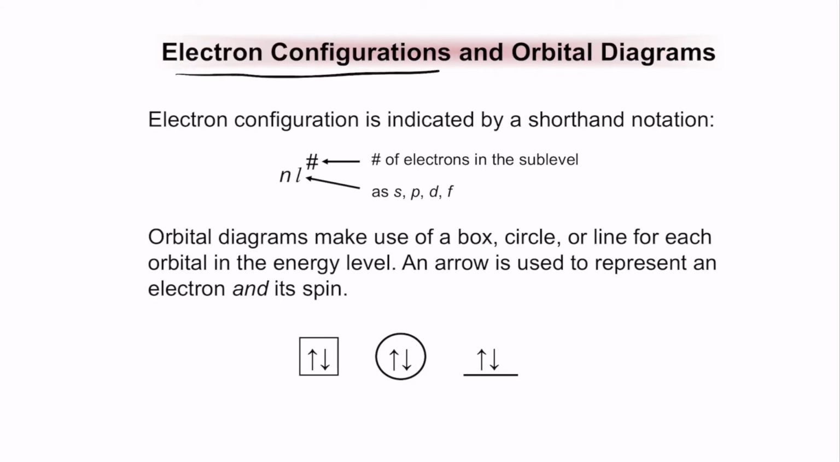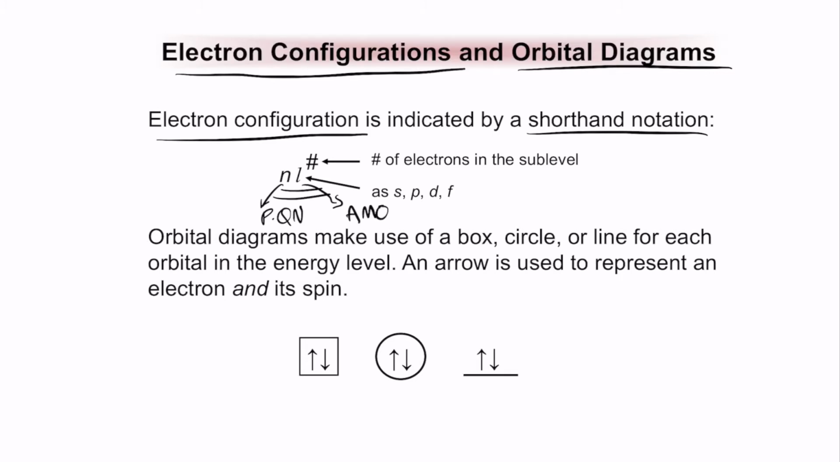Next, let's talk about electron configuration and orbital diagrams. An electron configuration is indicated by a shorthand notation. The shorthand notation is n l with a superscript x. n represents the principal quantum number. l represents the angular momentum quantum number. The superscript x represents the number of electrons in the sublevel. The angular momentum quantum number is not written as the number itself, but we convert that number into either s, p, d and f. If the angular momentum quantum number is 0, 1, 2 and 3, we write the corresponding electronic configurations.